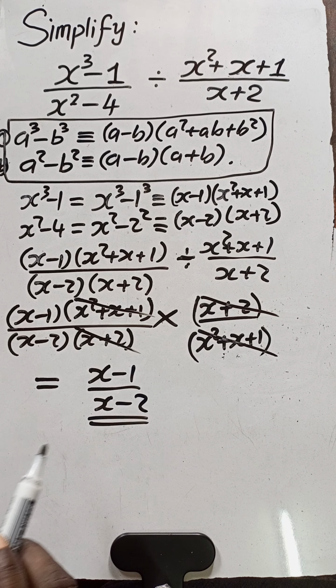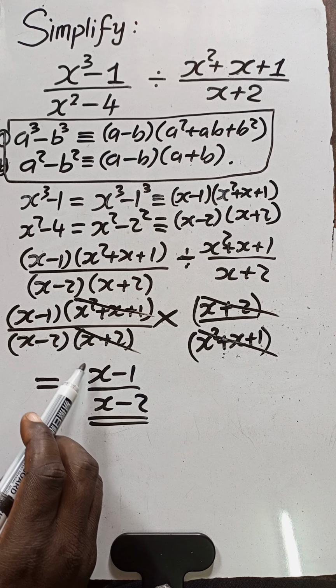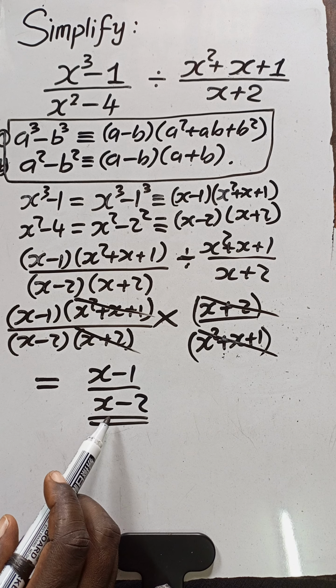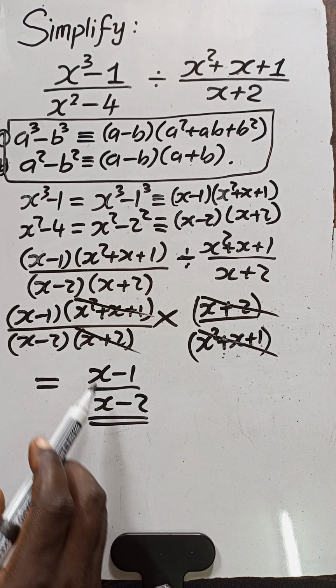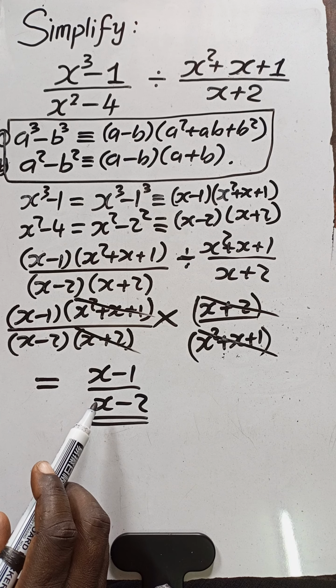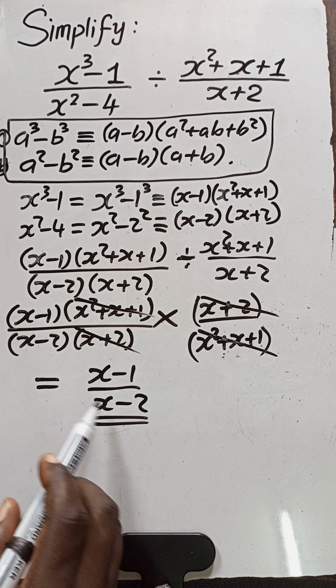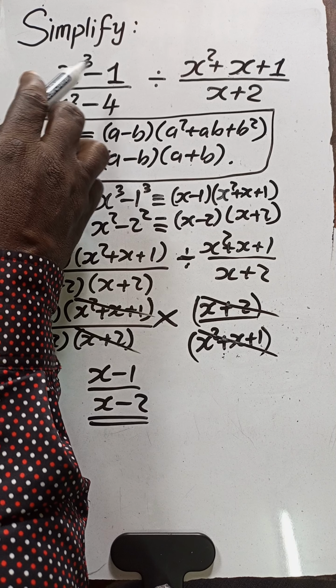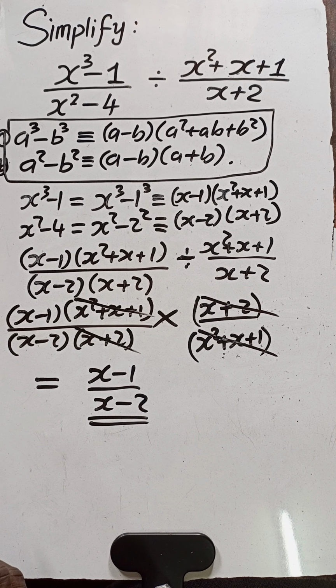All right? We pay attention. We don't get to this level and then say x here cancels this x. That's not possible. Such a reduction process is not correct. So this is the simplified form of this expression: x cubed minus 1 all over x squared minus 4 divided by x squared plus x plus 1 all over x plus 2.